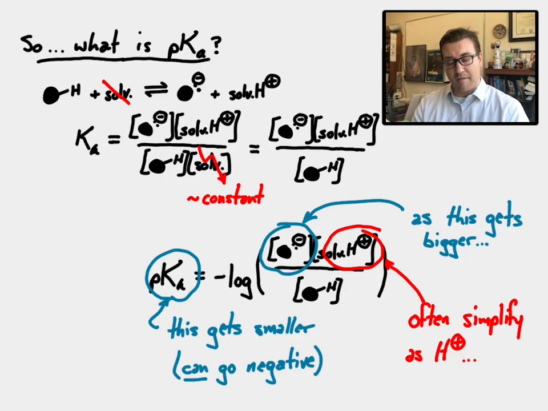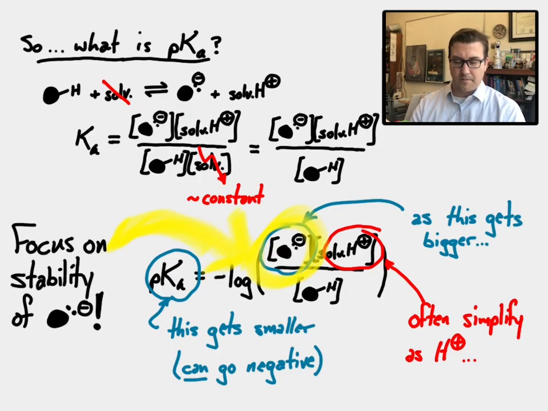I also point out that we often simplify the protonated solvent as simply H+, and you'll sometimes see that in the book, or you'll see me use this as well. But it's important to recognize that the solvent does dictate the pKa. The pKa of a given compound is dependent on the solvent that it is in. But what you really need to look at, especially for this class, is the stability of the conjugate base. The stability of the conjugate base is one of the most important factors here, and that's what we're going to look at in the next video.